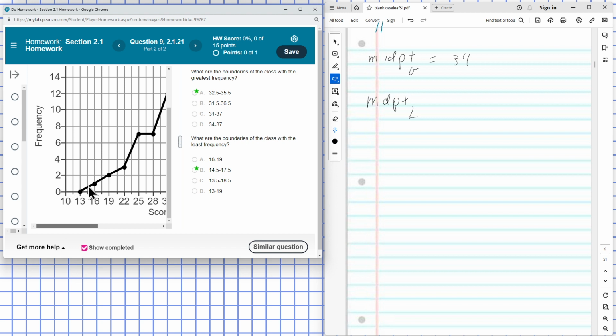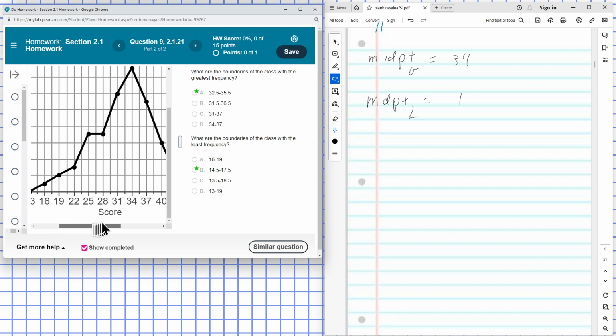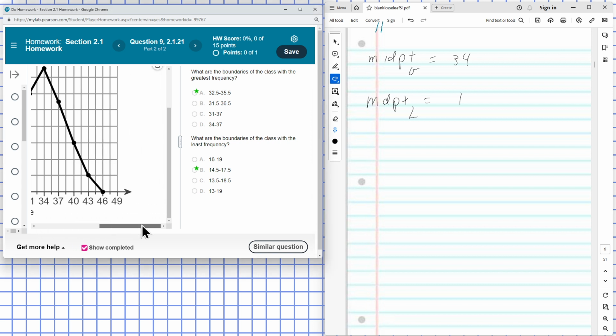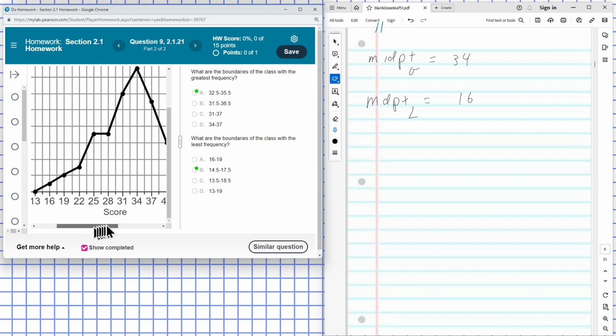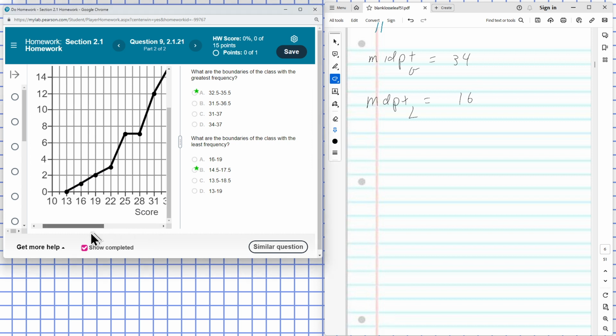Halfway, so I'll say that's 1. And what does it occur for? That looks like it's occurring for 16.